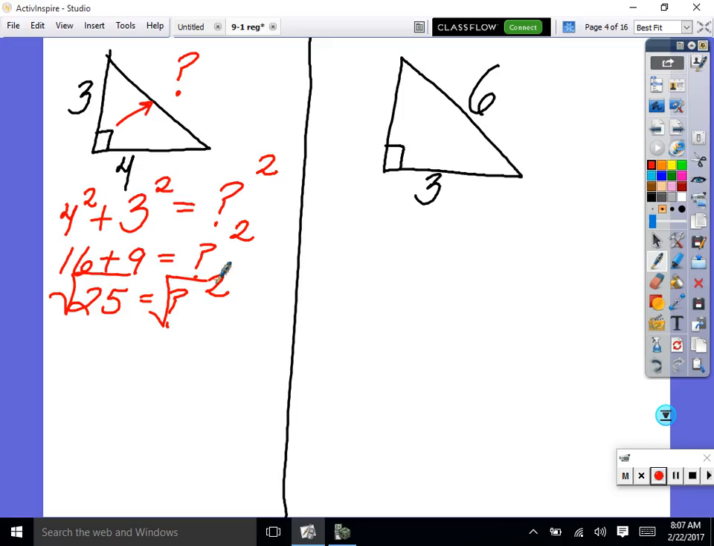Now, if we wanted to be technical, the square root of 25 is plus or minus 5, correct? However, a side length of a triangle will never be negative, so we would throw that answer out. So x is equal to 5, or question mark is 5, so our hypotenuse is 5.